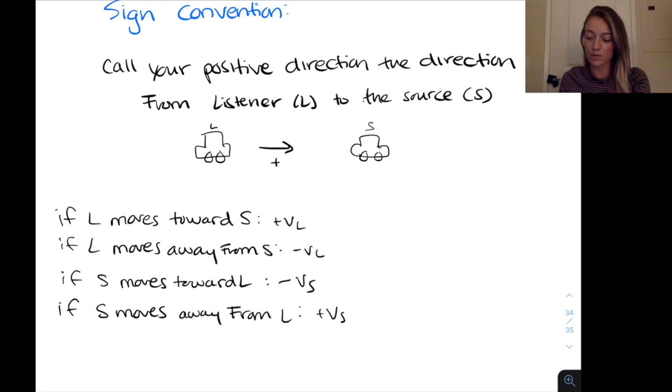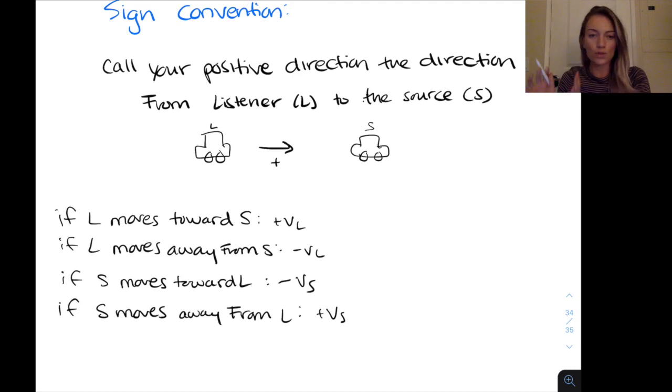If the listener moves away from the source, so if the listener is moving this way, that's a negative. If the source moves towards the listener, that's a negative. So if this source starts moving in this direction, that's a negative velocity for the source. And if the source moves away from the listener, that's positive.